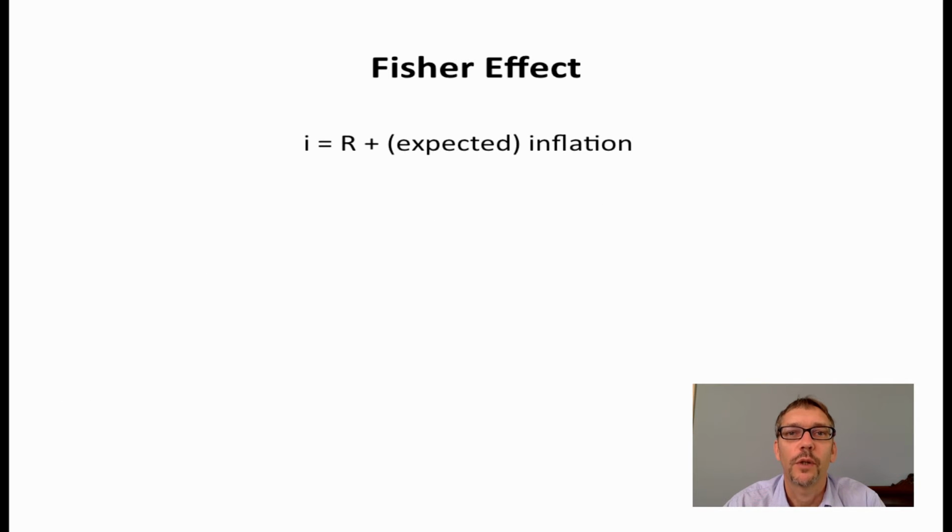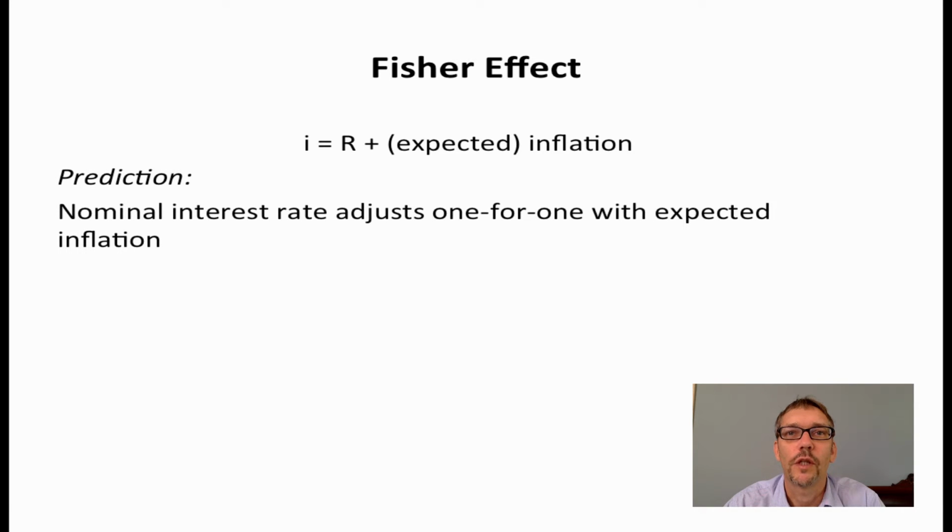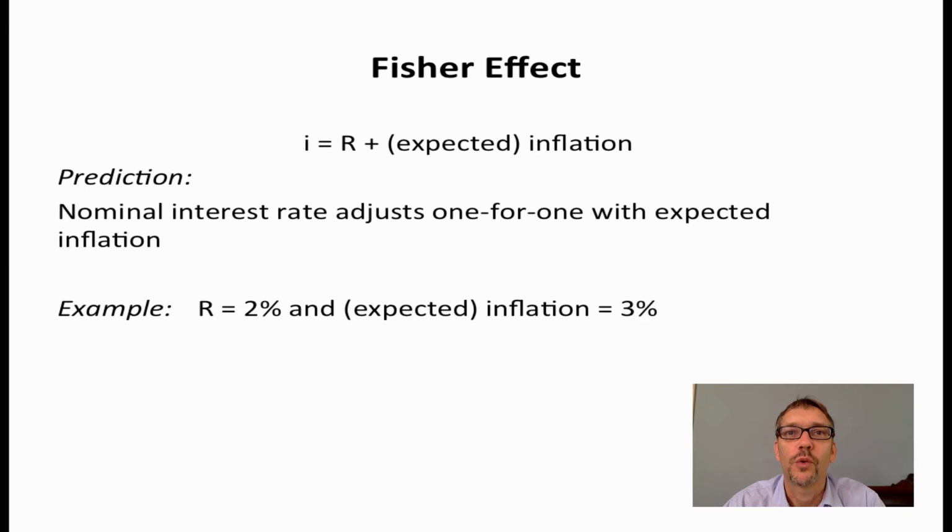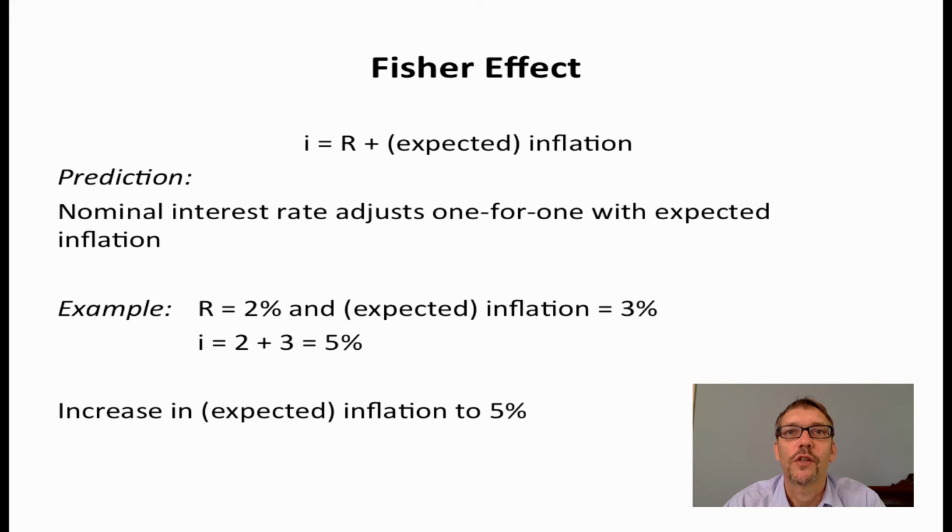The Fisher effect predicts that the nominal interest rate adjusts 1-for-1 with the expected rate of inflation. For example, suppose the real interest rate is 2% and the expected rate of inflation is 3%. Then according to the Fisher effect, the nominal interest rate will be 5%. Now suppose the expected rate of inflation increases to 5%. Then according to the Fisher effect, the nominal interest rate will rise to 7%.